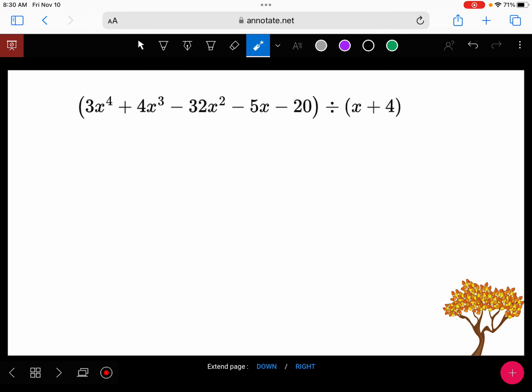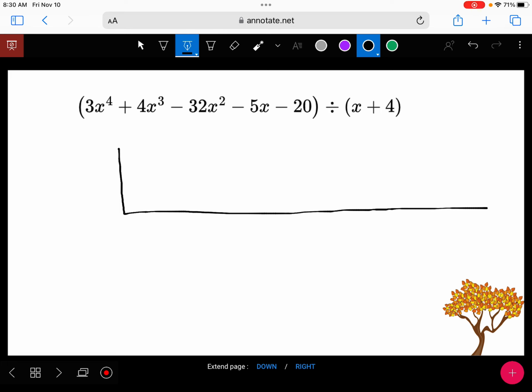So we've got 3x to the 4th plus 4x cubed minus 32x squared minus 5x minus 20, all being divided by x plus 4. So I'm going to use synthetic division, so I'm going to flip my division house upside down and give it some space, because I need to be able to write 2 rows in it. It's always a good idea to double check that we have all of our terms here. So I have a constant, I have an x, I have an x squared, I have an x cubed, and I have x to the 4th. And they're in order from biggest to smallest. We love that. That's how it's supposed to be.